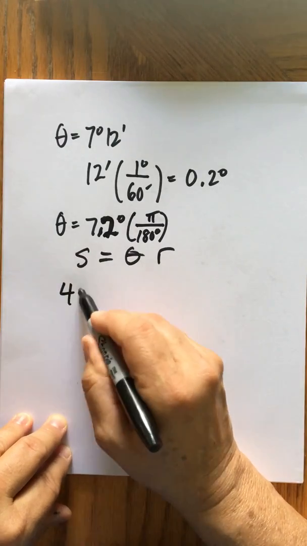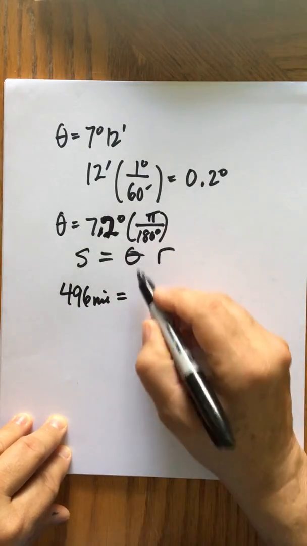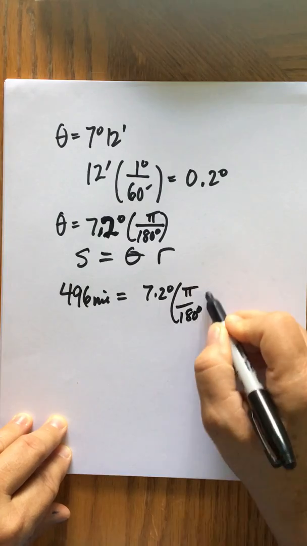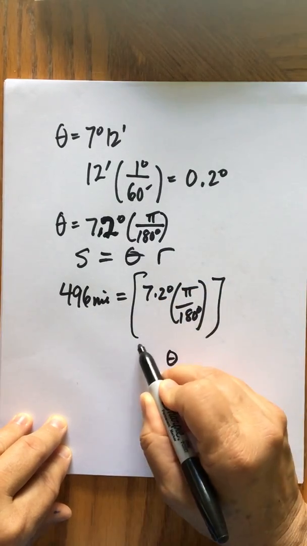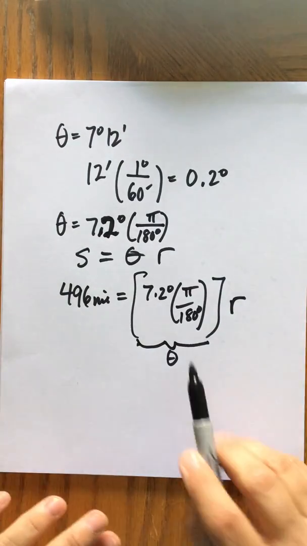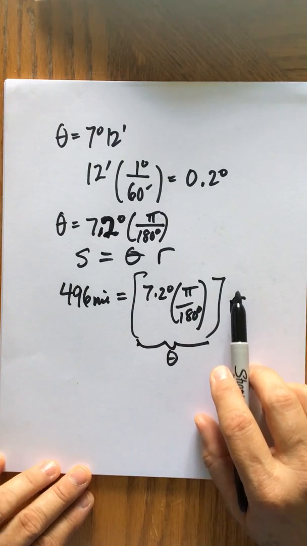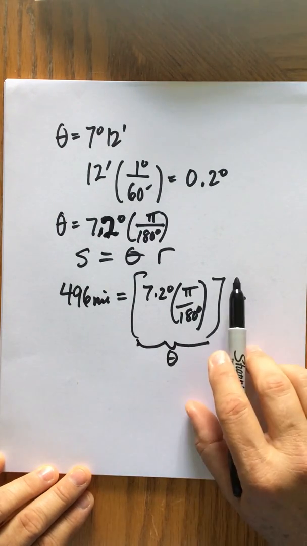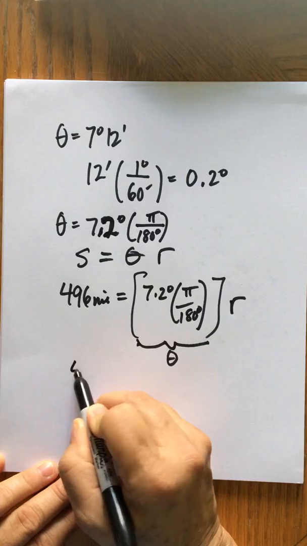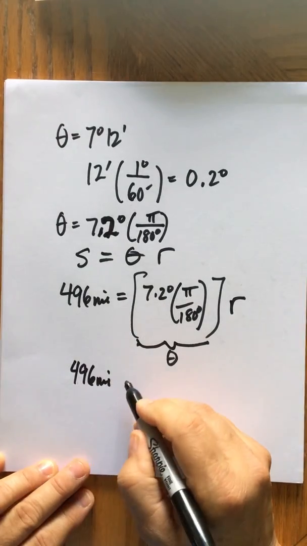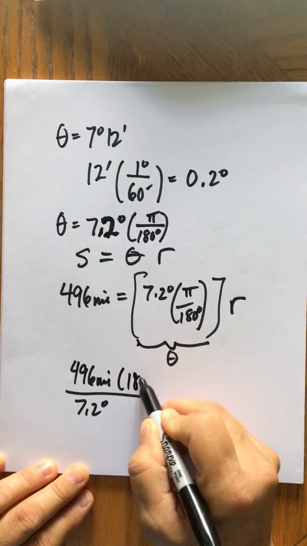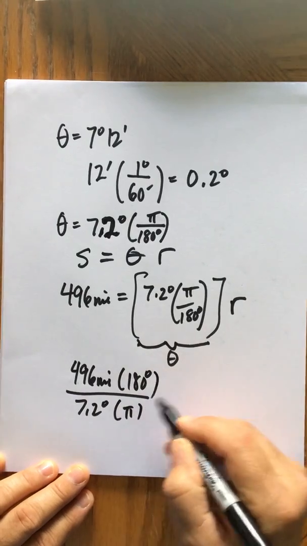So now in here I've got 496 miles, right? Equals, this is my angle theta, 7.2 degrees times pi over 180 degrees, right? That whole thing is theta. And then times R, what I'm looking for, the radius of the Earth. So now all I have to do to solve for R is basically multiply by 180 divided by pi, and also divided by 7.2 degrees. If I just do that to both sides, I'll have 496 miles divided by 7.2 degrees, but then multiplied by 180 degrees, and then here multiplied by pi. Right, that's what R will be.